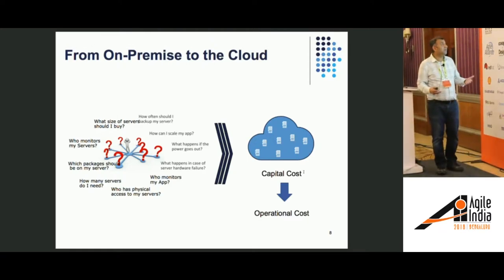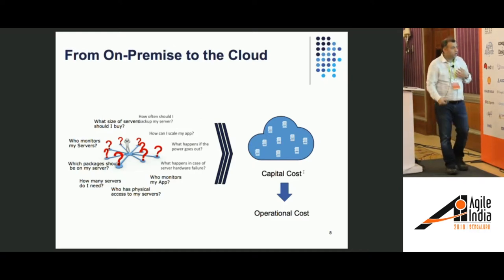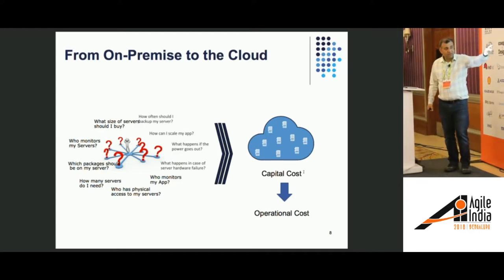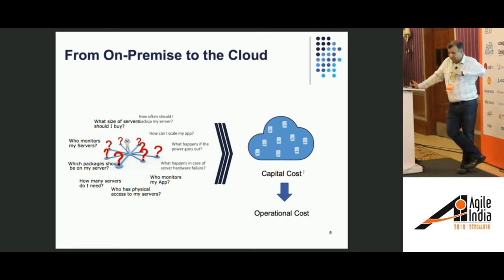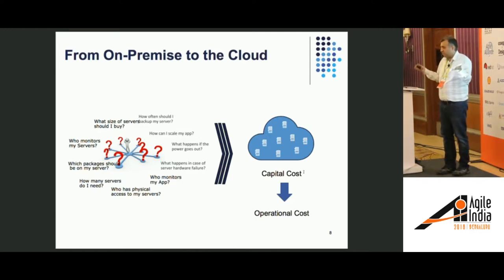So when you look at the cloud as a whole, the promise of cloud is that a lot of issues you have, like size of the servers, monitoring, all those things, you're leaving to the vendor. And what cloud really does is convert your capital cost into an operational cost. Now, what do I mean by that? Let's say I want to run an application, right? I have to build a data center, or have some kind of warehouse where I put servers. There's a lot of upfront investment that I'm making.